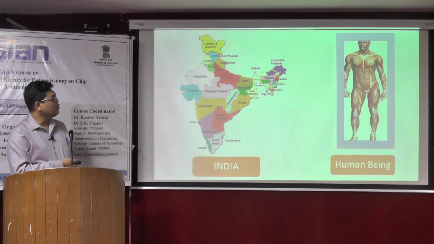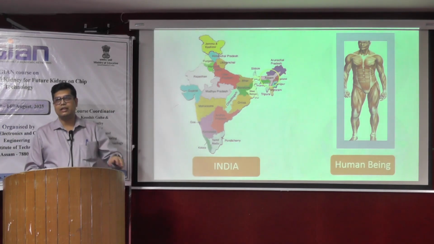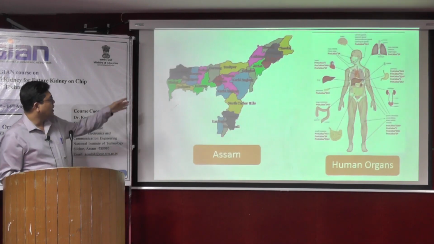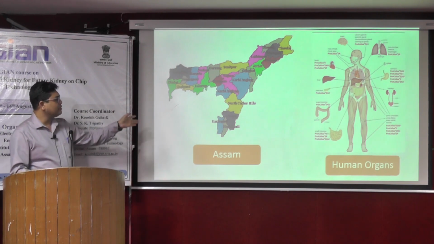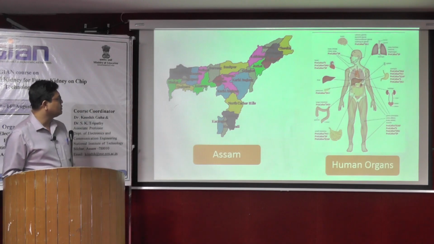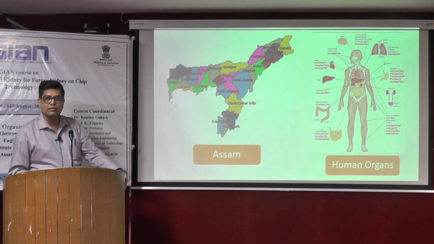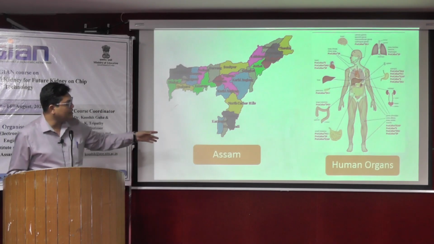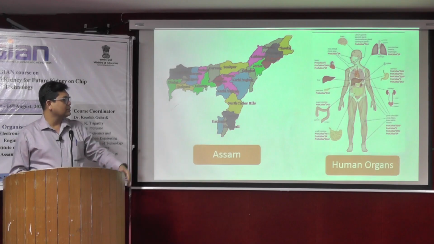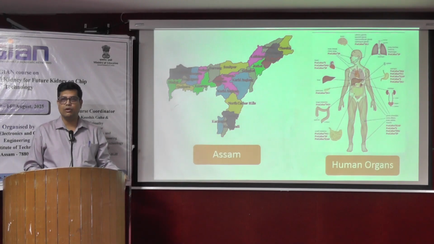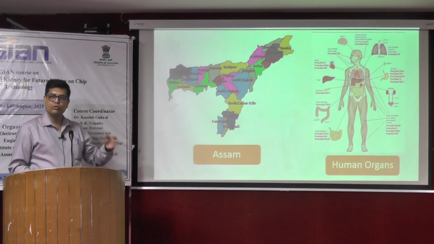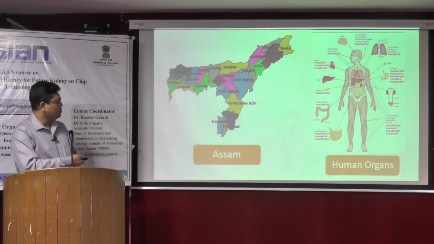Similarly, if you intersect the human body and go inside, we can have this too. On the left hand side, by analogy, this is the map of Assam. If you come inside Assam, we can see there are so many districts, cities and villages. Similarly, if you go inside the human body, it consists of so many organs, organisms, different cell types, limbs, bones, like that.